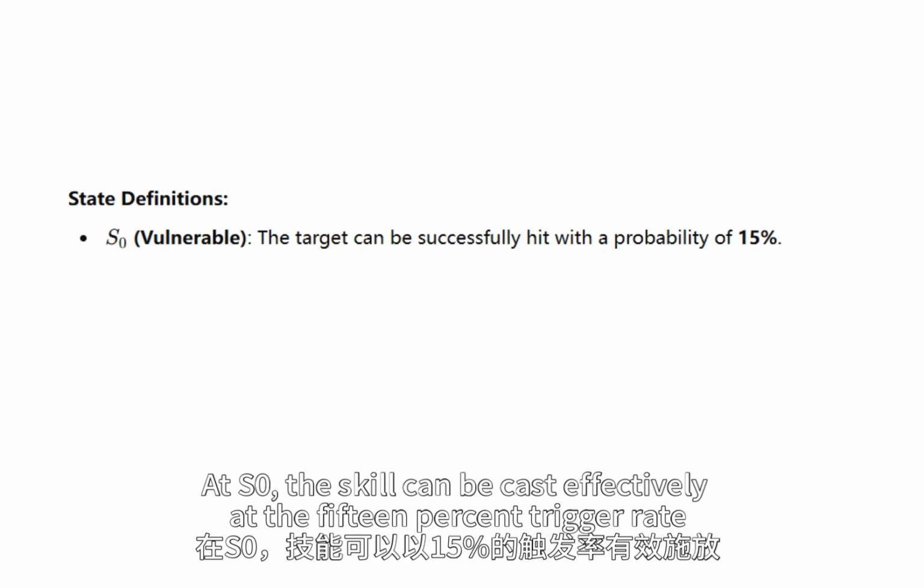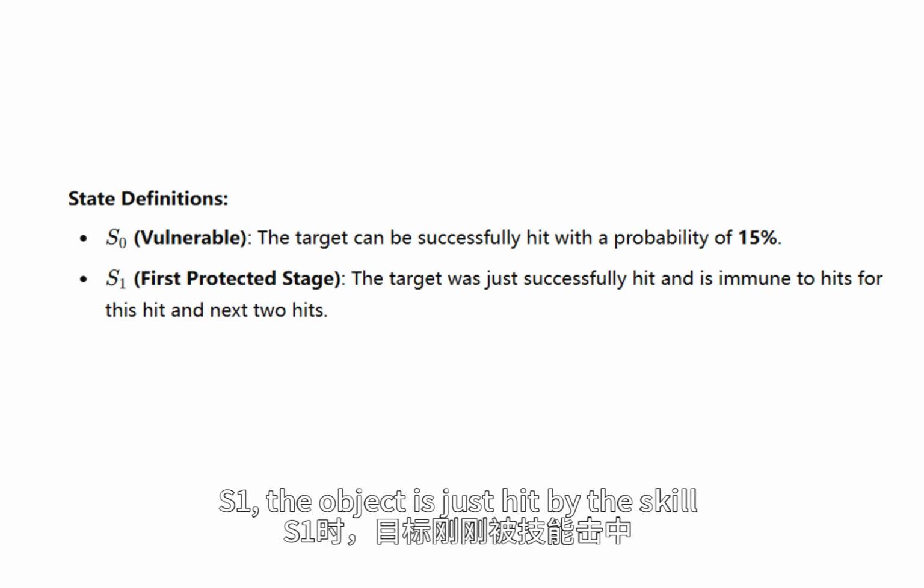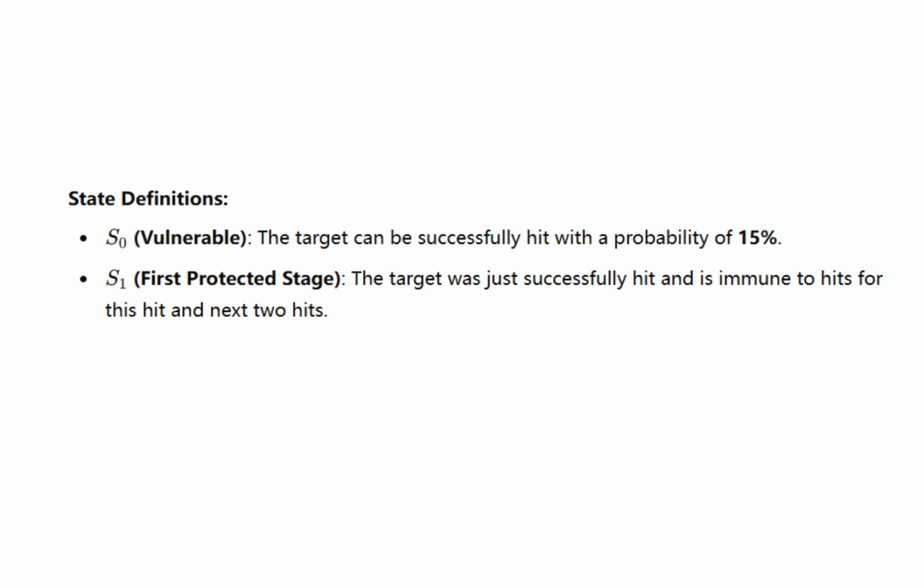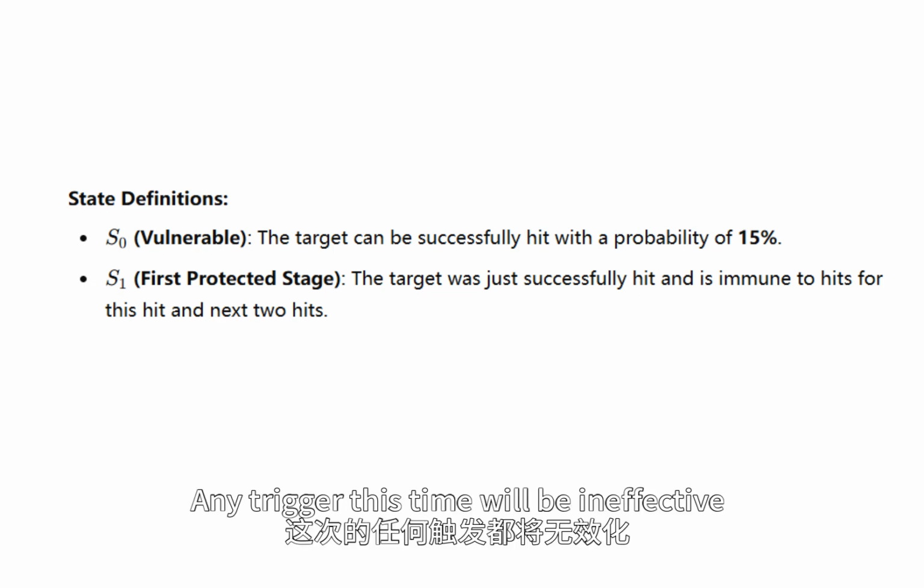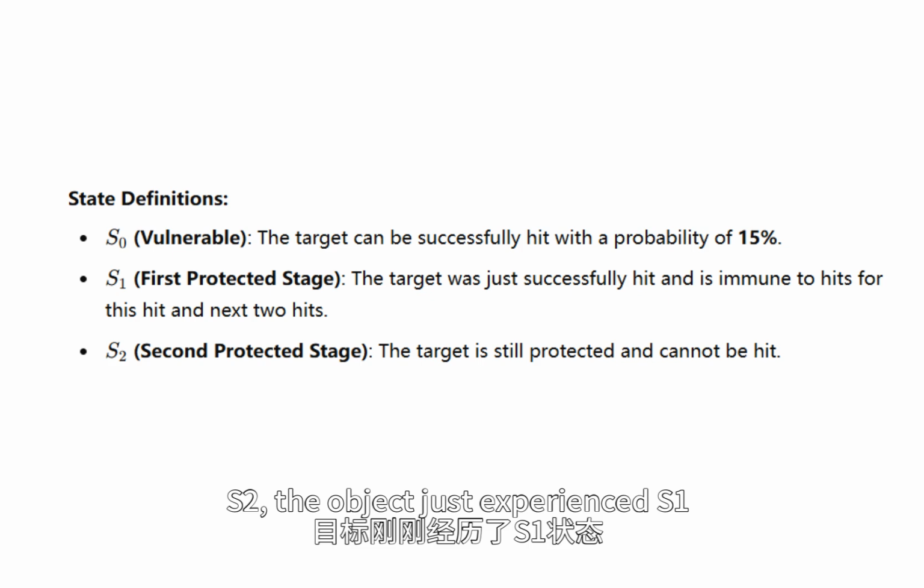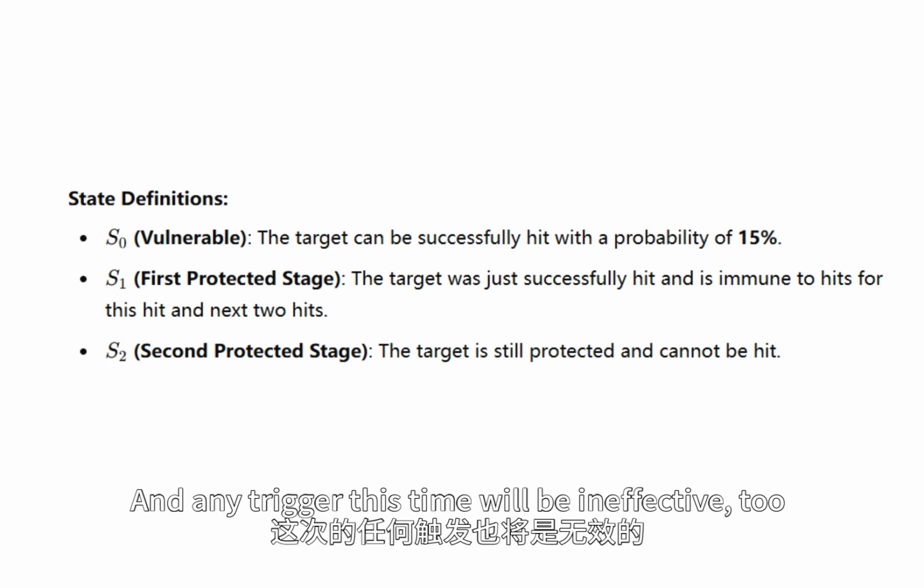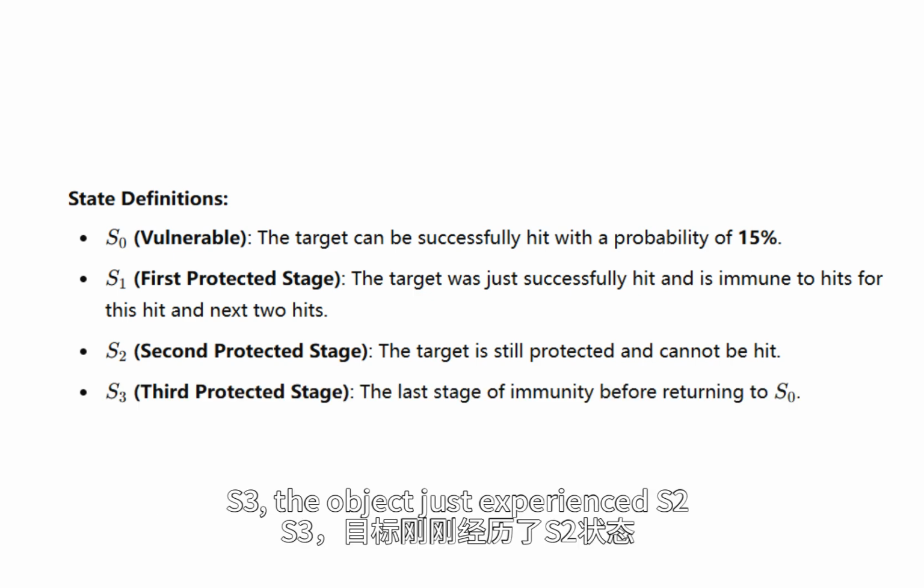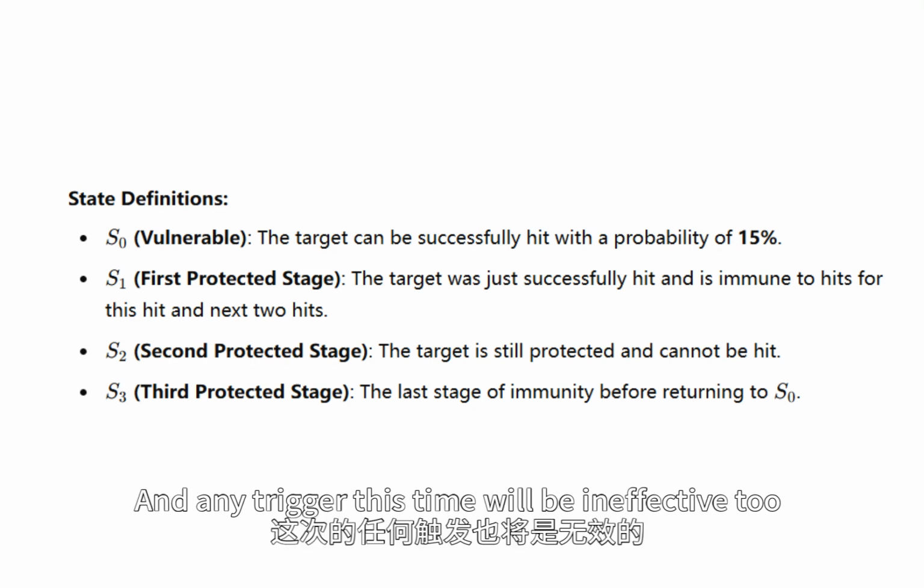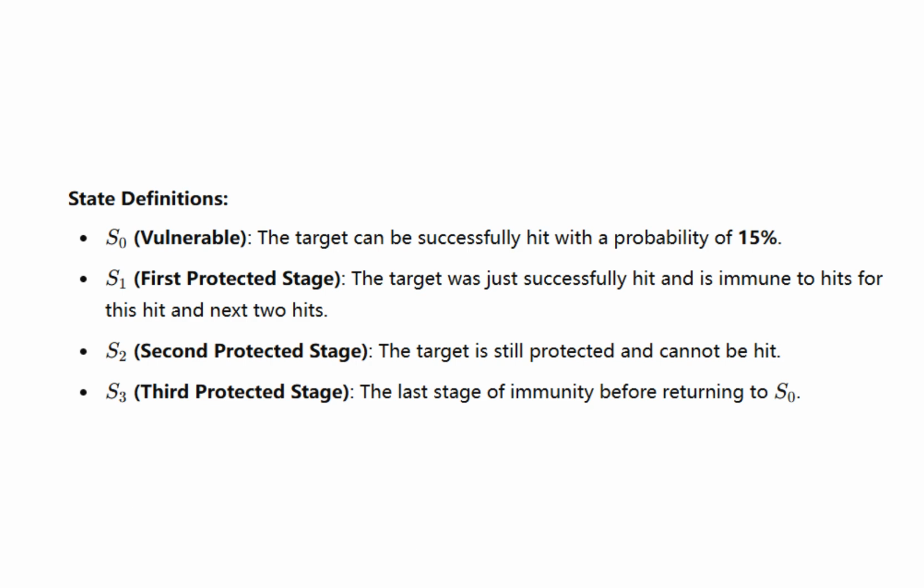We define 4 states. S0: the skill can be cast effectively at a 15% trigger rate. S1: the object is just hit by the skill, and any trigger this time will be ineffective. S2: the object just experienced S1 and any trigger this time will be ineffective too. S3: the object just experienced S2 and any trigger this time will be ineffective too.